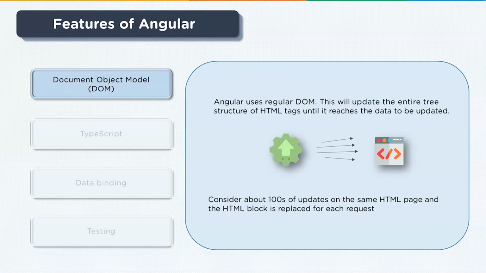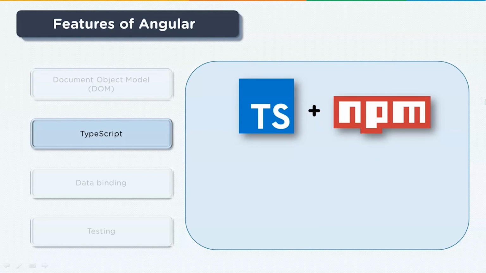Angular uses the regular DOM. Now let's suppose you've made 10 updates on a single HTML page. So every time you make a change, the corresponding DOM or the tree structure needs to be updated. Now Angular updates the entire tree structure of HTML tags. Moving on to our next feature, we have TypeScript.